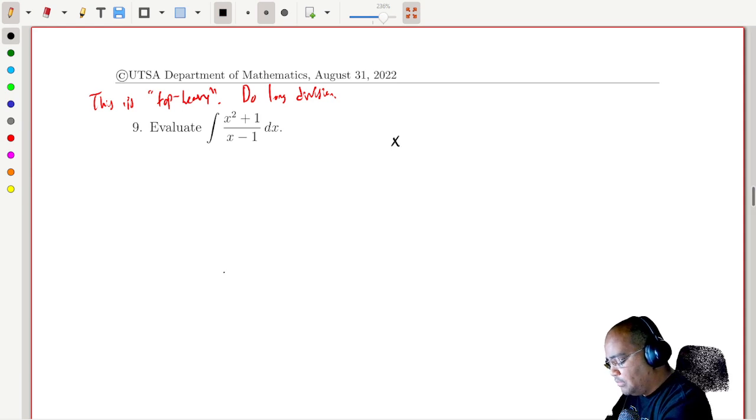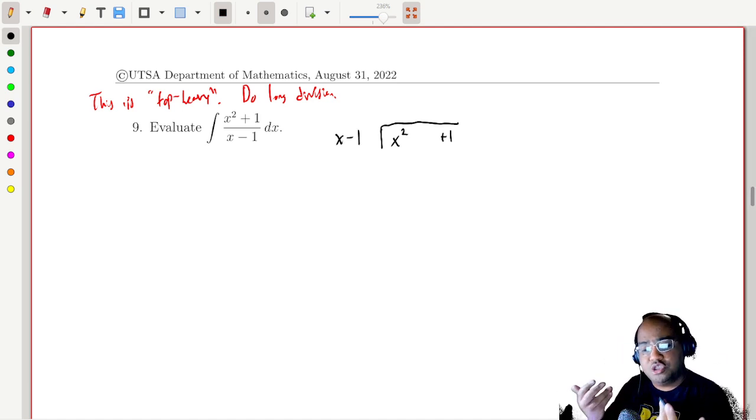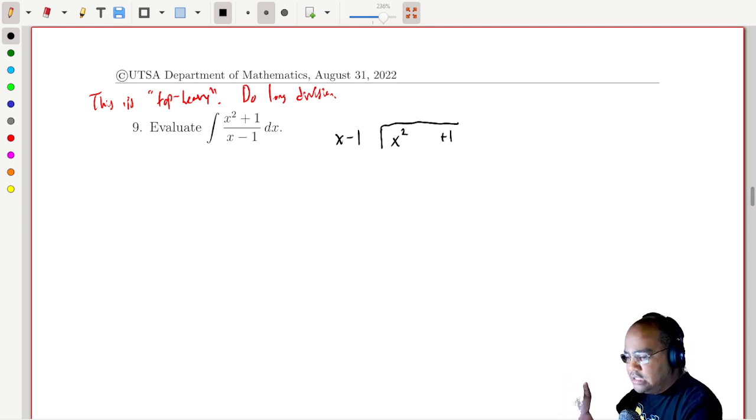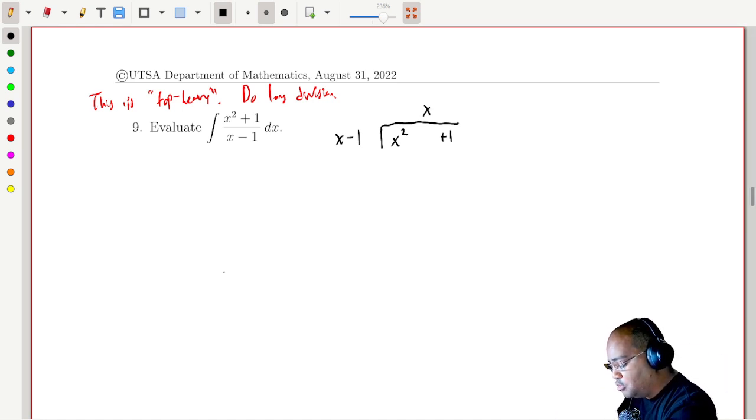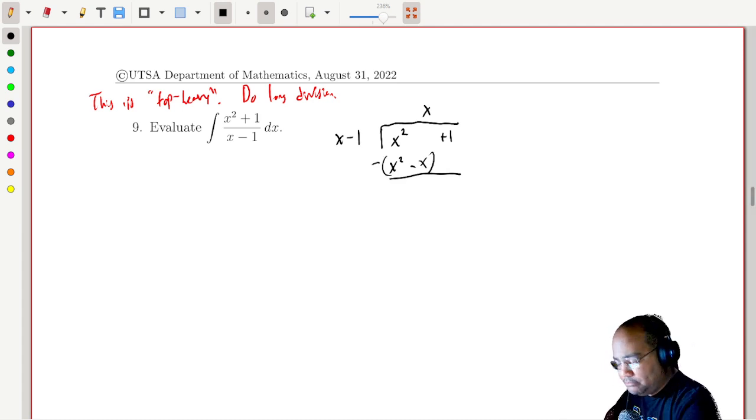We're going to go ahead and set up our usual long division. I'll leave a space here for the linear term divided by x minus 1. And remember, for the traditional polynomial long division, we just go ahead and look at the highest order terms and do the usual long division steps. Divide, multiply, subtract, repeat. So when we look here, x squared divided by x is just x. Multiply here, we get x squared minus x. I'm going to go ahead and subtract that.